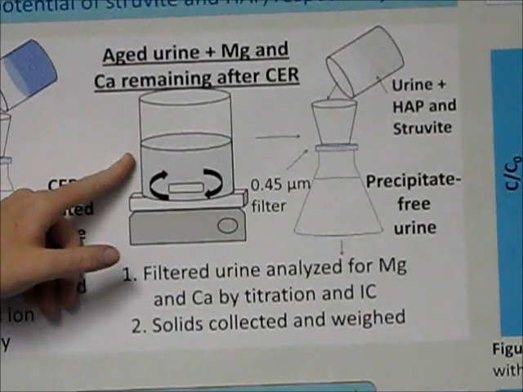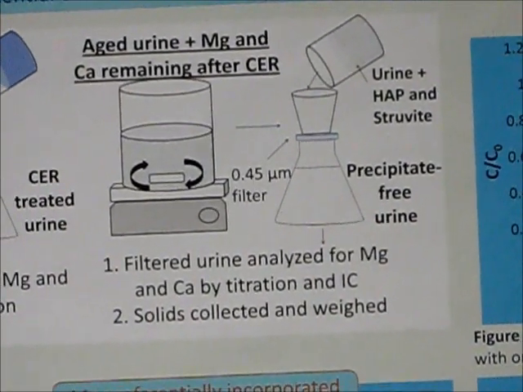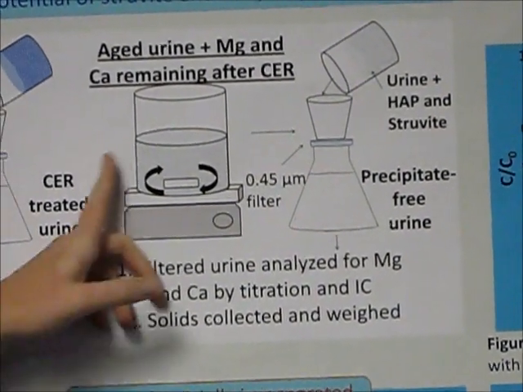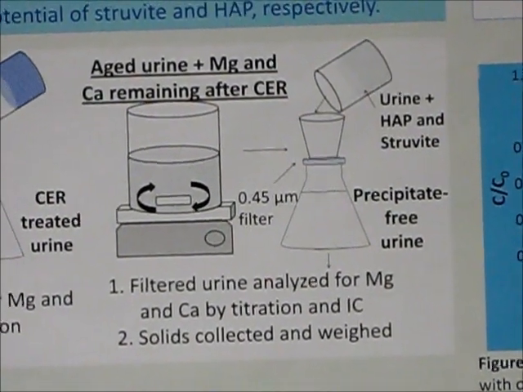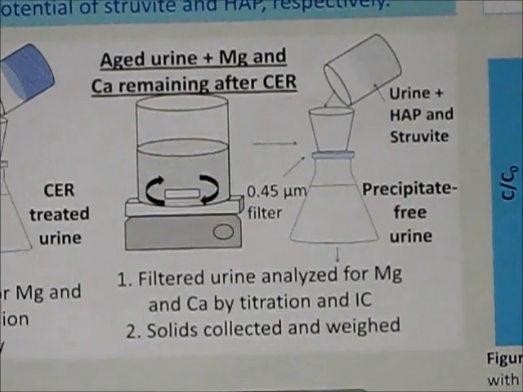So after the calcium and magnesium were added to the aged urine, it was mixed for about 15 minutes and precipitates were allowed to form. We then filtered it and analyzed the remaining solution, again for magnesium and calcium, and collected, dried, and weighed the solids that were caught in the filter.